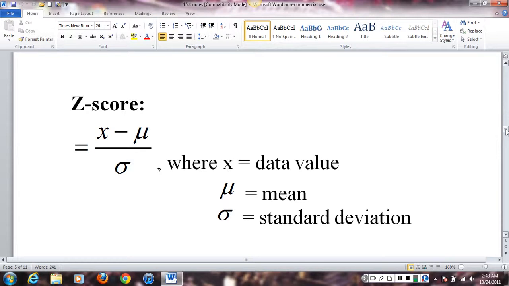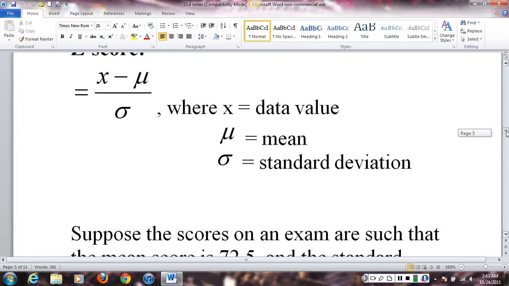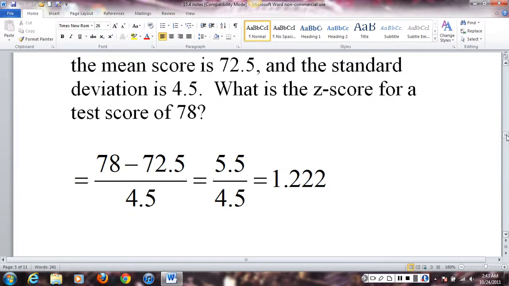So our formula is x minus mu over sigma. Again, mu is our mean, sigma is standard deviation. So for example, suppose the scores on an exam are such that the mean score is 72.5 and the standard deviation is 4.5. What is the z-score for a score of 78? So using our formula, you say 78 minus 72.5 over 4.5, and you do the math to get about 1.22.